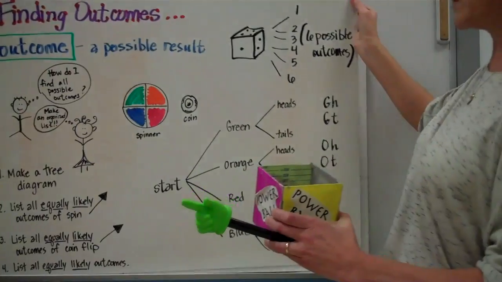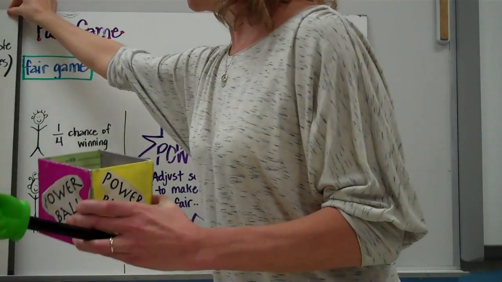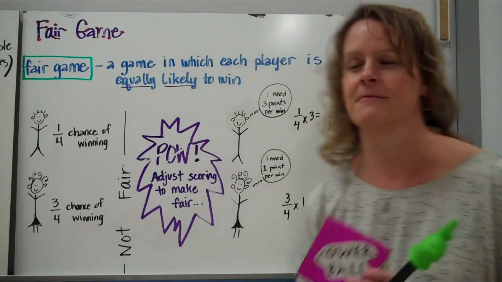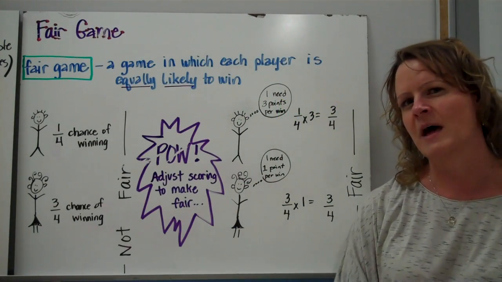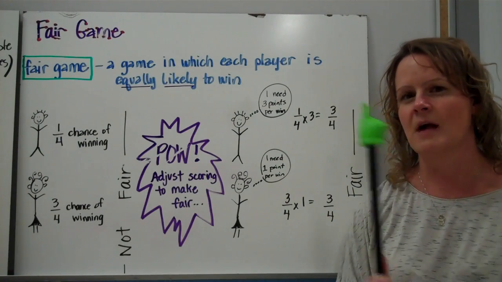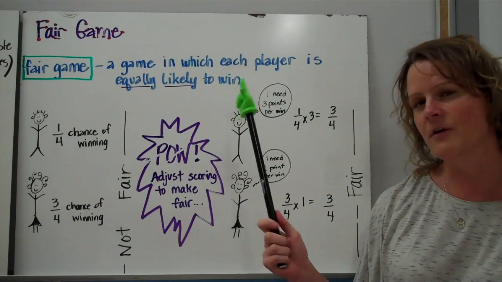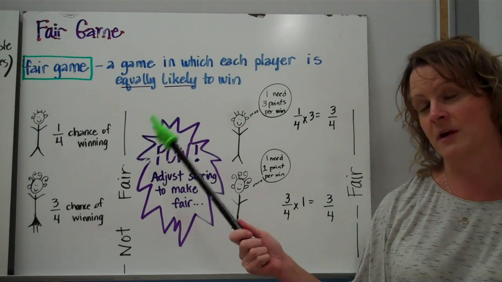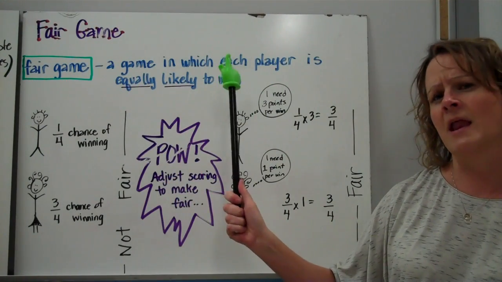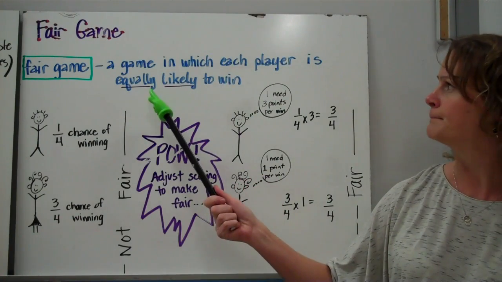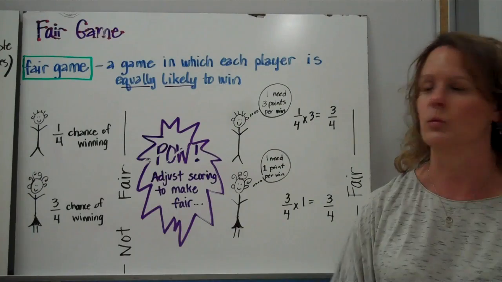All right, and the last thing that I want to talk about before you get to work on Investigation 1 is what it means to have a fair game, because you're going to have to analyze some games that you're going to play in this investigation and determine not only if the game is fair, but also what you do if a game is not fair. So first of all, let's think about what it means for a game to be fair. A fair game is a game that has every player with an equal chance of winning, or every player has an equally likely chance to win.